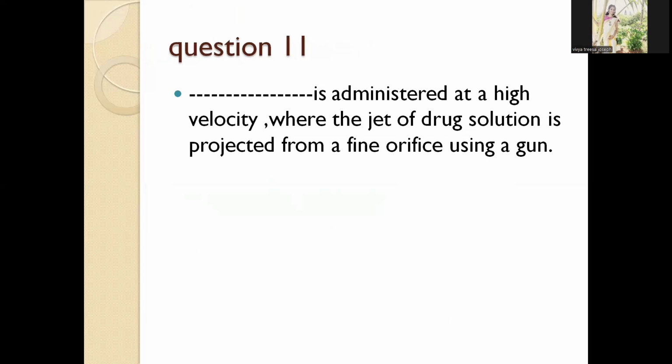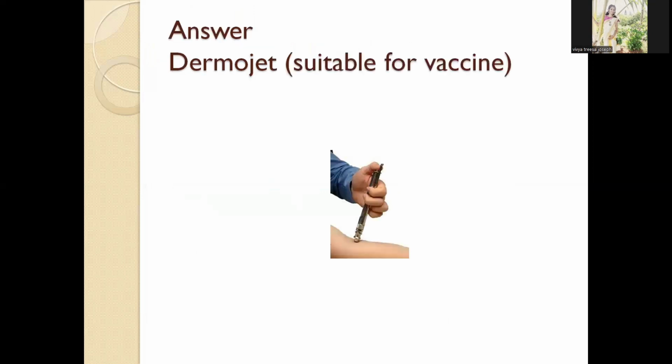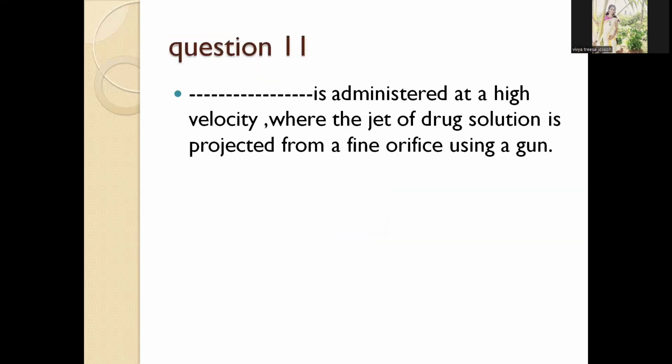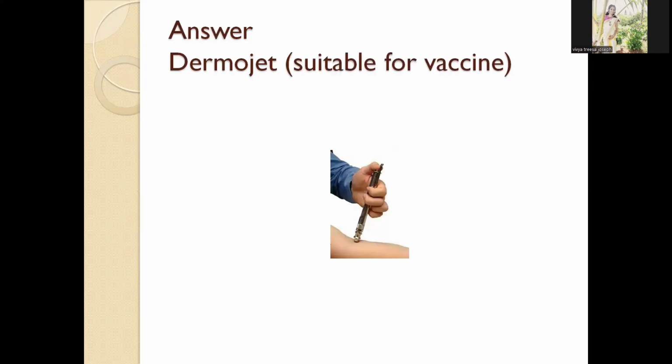Next: dash is administered at a high velocity where the jet of drug solution is projected from a fine orifice using a gun. This is a rare question. So we will see the answer. The answer is dermojet, which is suitable for vaccine. Dermojet is administered at a high velocity where the jet of drug solution is projected from a fine orifice using a gun. Here we can see the picture of a dermojet. Usually it is suitable for vaccine.